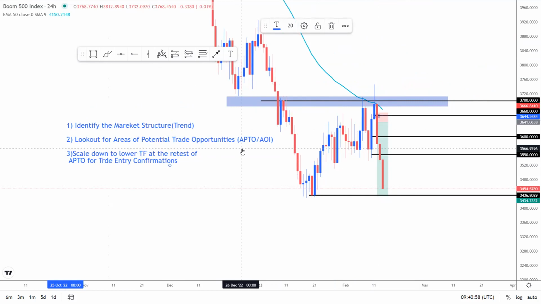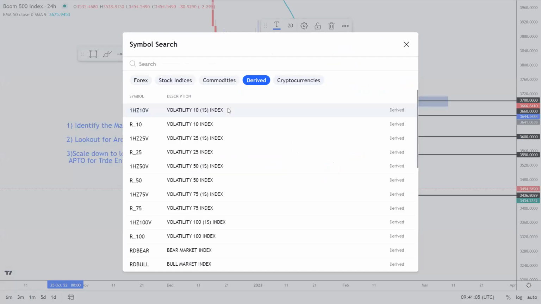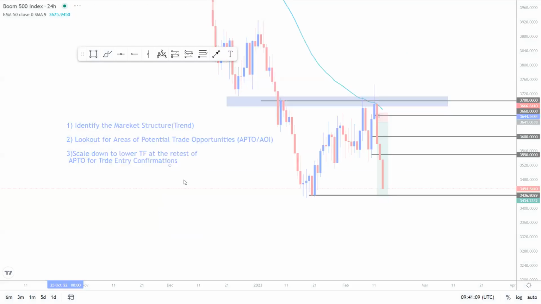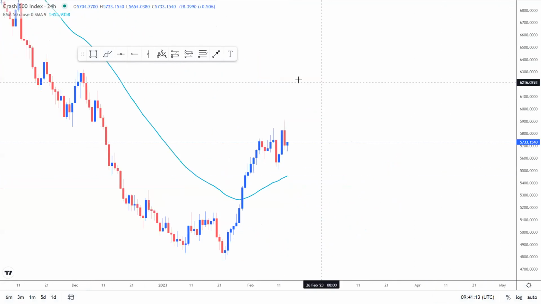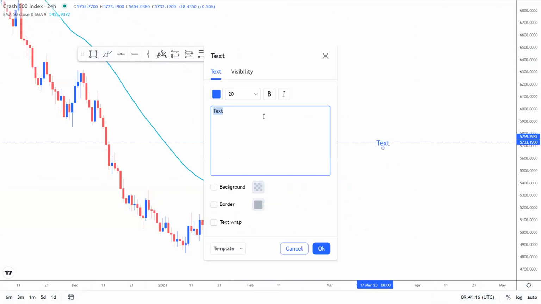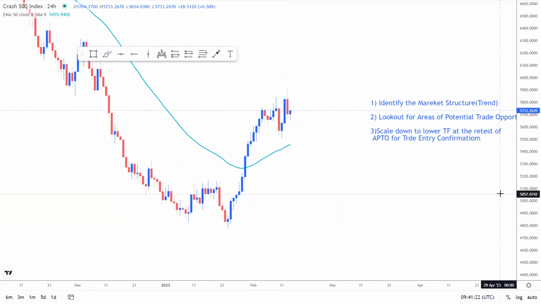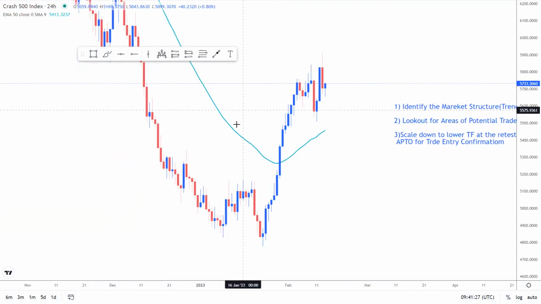Quickly, I also had myself a nice opportunity on Crash 500 index, a buy opportunity rather. Had myself also a nice buy opportunity. And then let's bring out our criteria. Firstly, identifying the market structure.